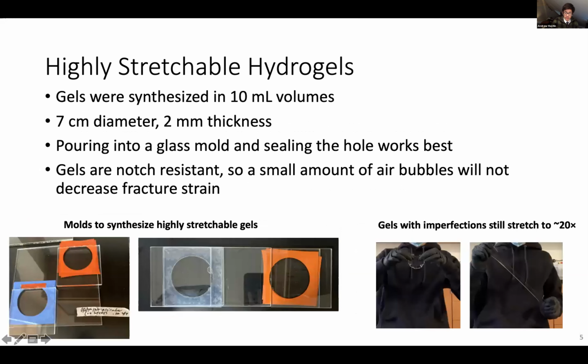So for our purposes, we are synthesizing gels in pretty large volumes, 10 milliliters. And so I was using glass molds. And what I found worked best is to use two sheets of glass and then pour the pre-gel solution in between the two sheets and then seal the hole afterwards. And that prevented the air bubbles from forming. If you try to do it other ways, then more air bubbles will form.